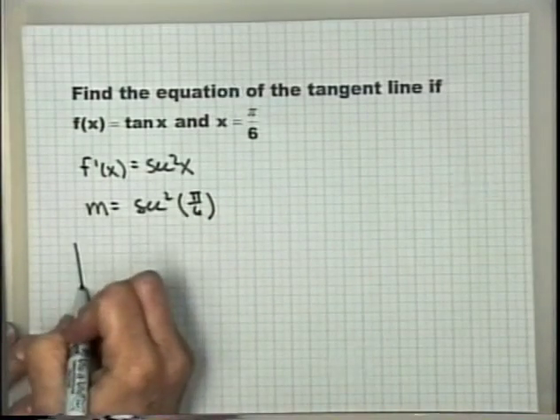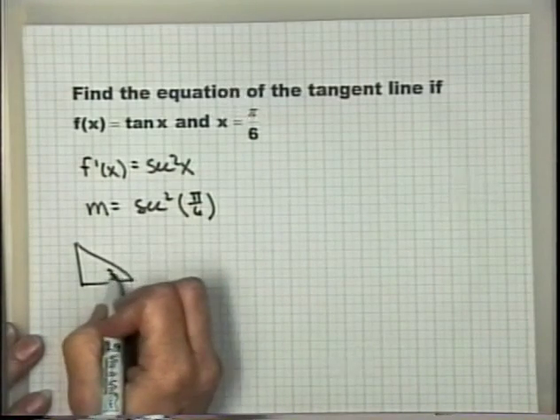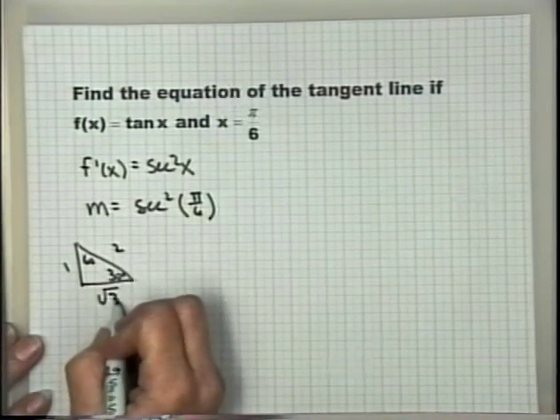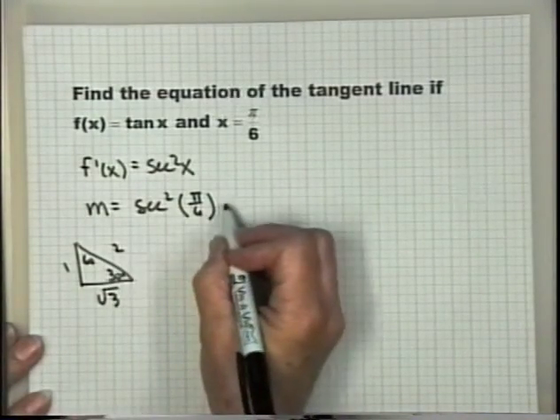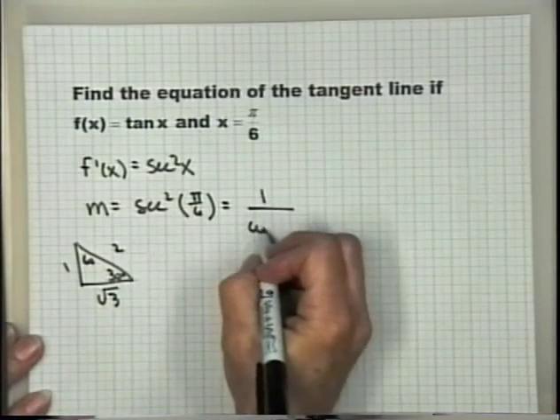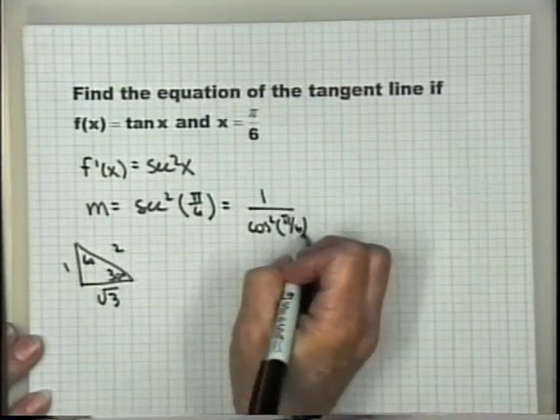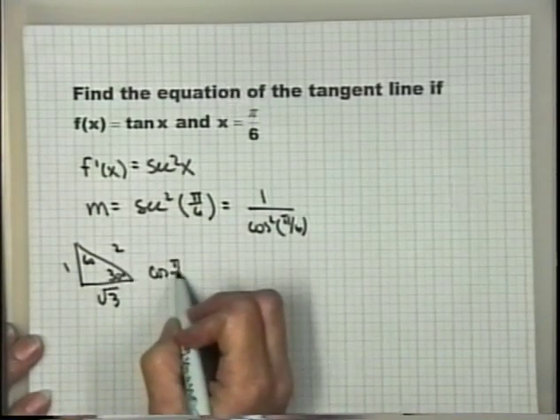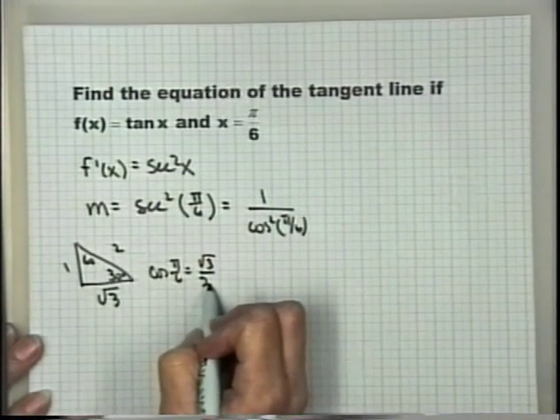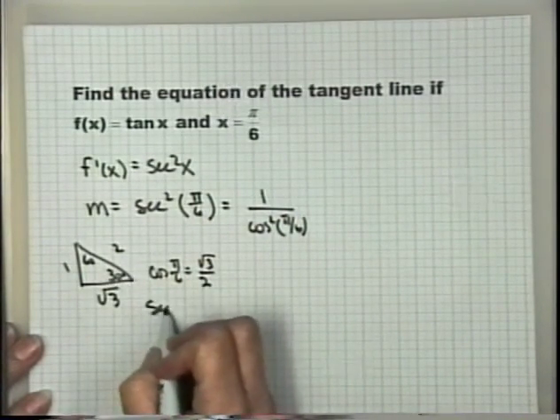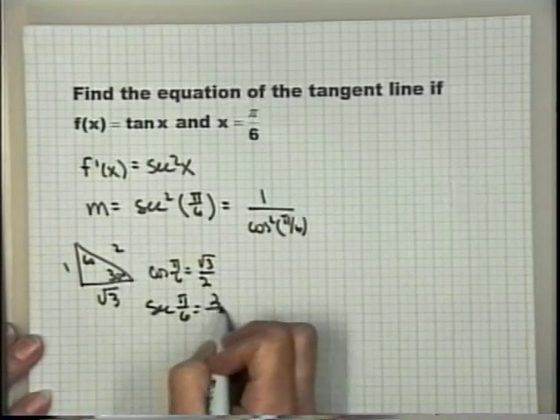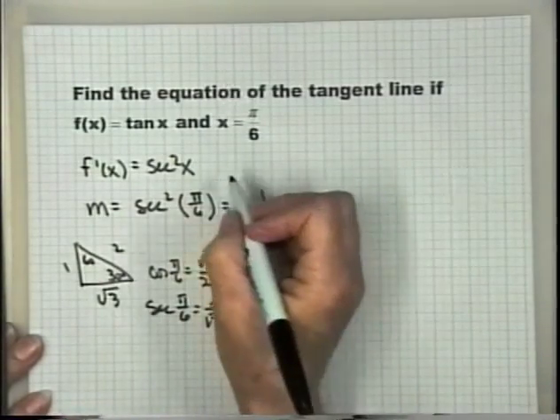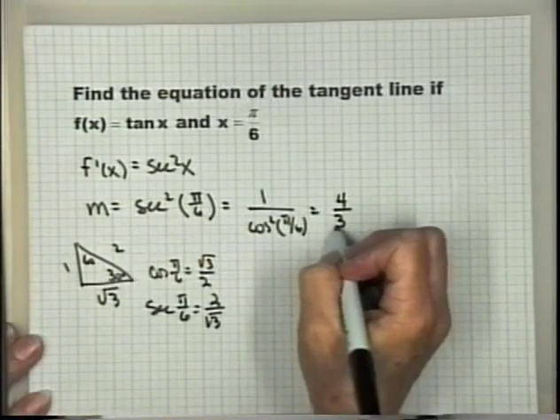Now, if it's been a long time since you've done trig, pi over 6, remember, is like 30 degrees. So if you remember your 30-60 triangle setup, and remember that the secant is 1 over cosine. So this is like 1 over cosine squared pi over 6. It's the reciprocal of the cosine. The cosine of pi over 6 is square root 3 over 2. So that means that the secant of pi over 6 is 2 over the square root of 3. And so if you square that, you're going to get 4 over 3, aren't you? So m is going to be 4/3.